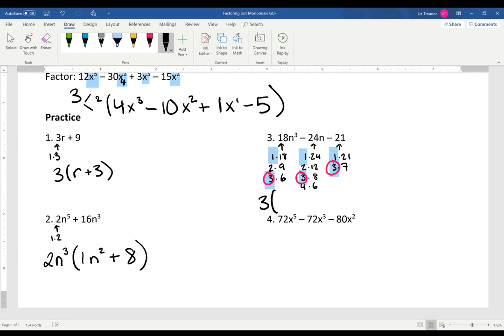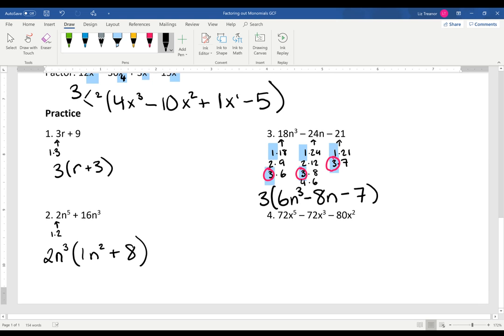Okay, so now we think about if we were to distribute. We have 3 and we need 18. We know 3 times 6 is 18, and you need n cubed. Minus, we have 3, we need 24. 3 times 8 is 24, n. Minus, we have 3, we need 21. 3 times 7 is 21.